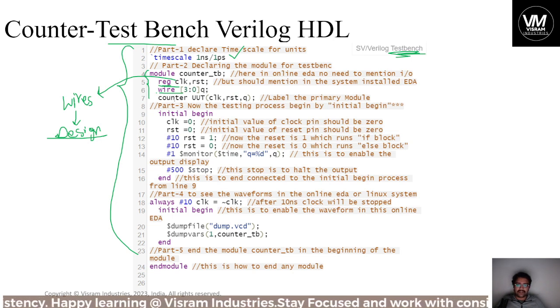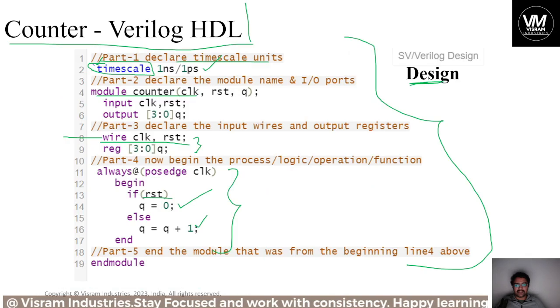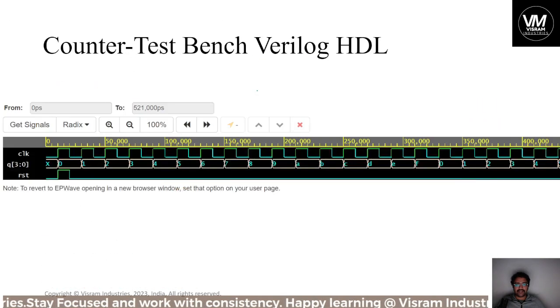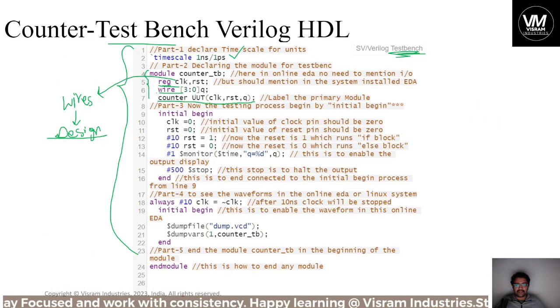After that, you need to instantiate the design with counter and inputs and outputs. And if you see the design here, you have mentioned counter, input and output of the design. So you need to write them down here with the label.